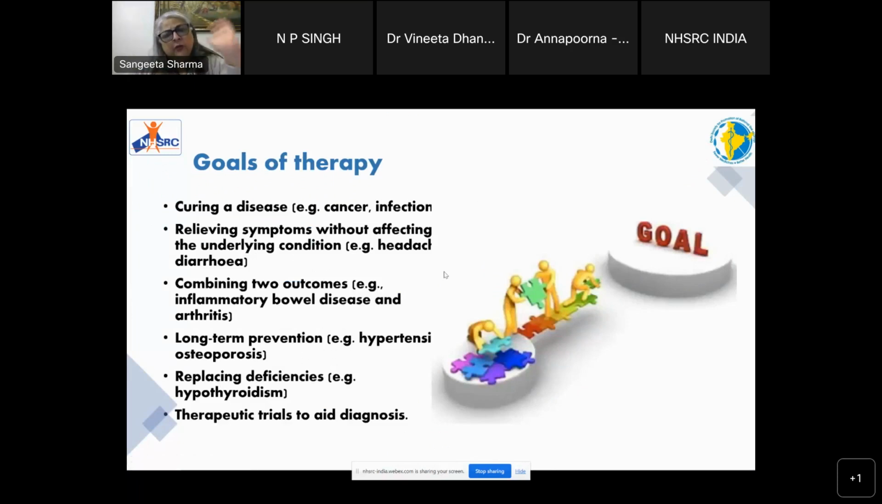Or sometimes if we are not able to cure a disease, we want to relieve a symptom, but without affecting the underlying condition, for example, headache or diarrhea. Or sometimes if you recall your MBBS teaching, the teaching was always to choose a drug which can target one or two or more symptoms. We need not have a drug for each symptom in the prescription.